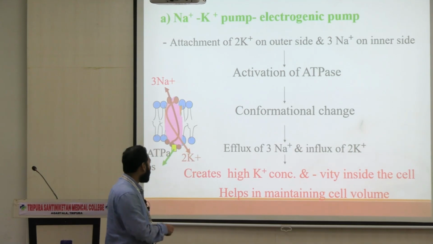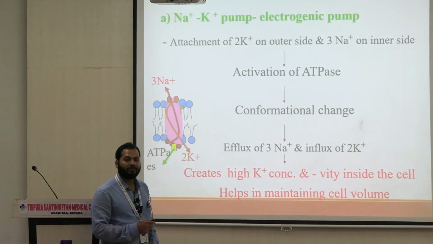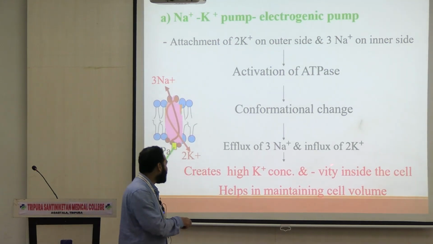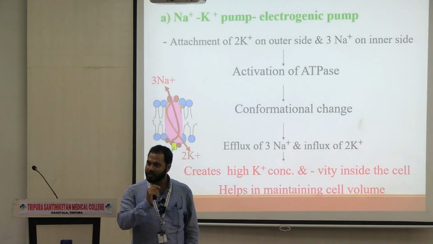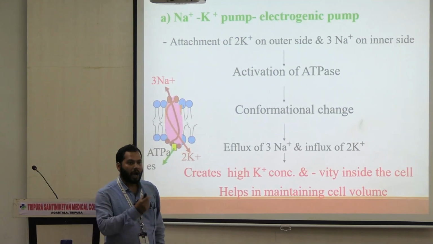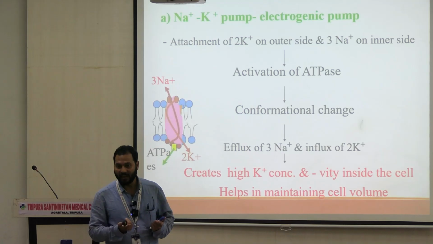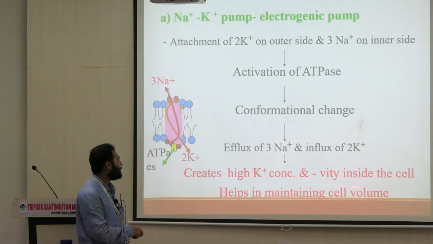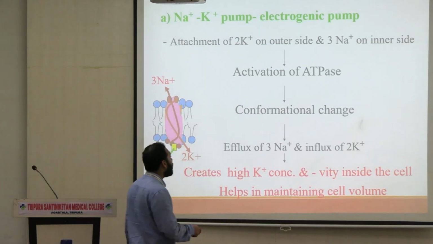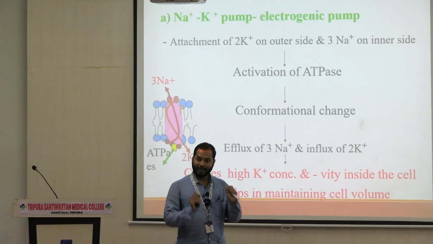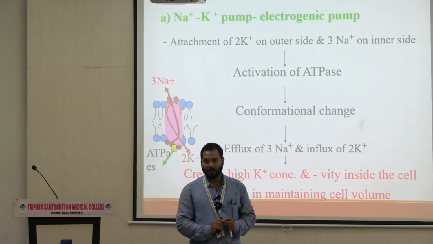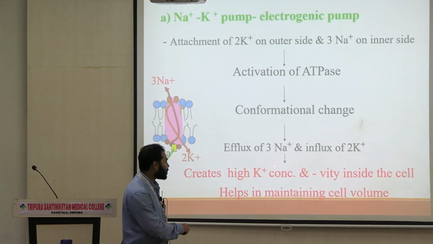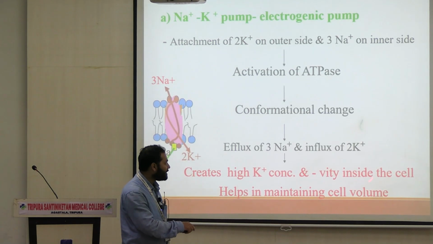Due to this efflux of 3 sodium ions from the cytoplasmic phase to the extracellular phase and influx of 2 potassium ions from the extracellular phase to the cytoplasmic phase, how does this distribution now affect the cell? See, it creates a high potassium ion concentration and negativity inside the cell, because we know both the potassium ion and sodium ion carry positive charges, but still, as I have mentioned, it creates high potassium ion concentration and negativity inside the cell.